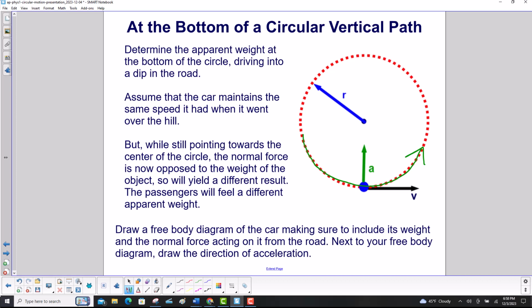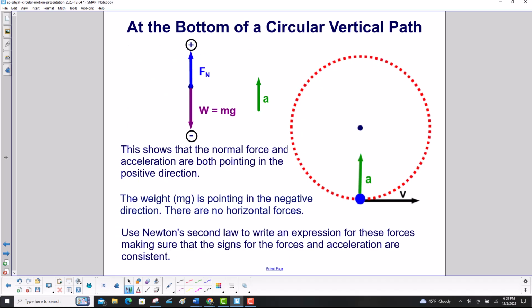Once again, draw a free body diagram. Make sure to include its weight and the normal force acting on the car from the road. Next to the free body diagram, draw the direction of acceleration. This shows that the normal force and the acceleration are both pointing in the positive direction towards the center of this circle. Again, the car is only on a piece of a circle, and we're still having it point towards the center if we extend the circle out here like we did. The weight mg is pointing in the negative direction. There are no horizontal forces.